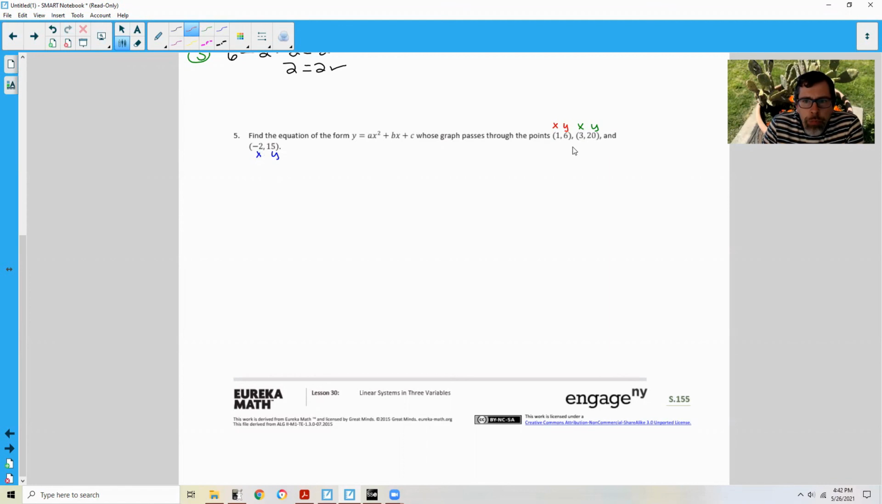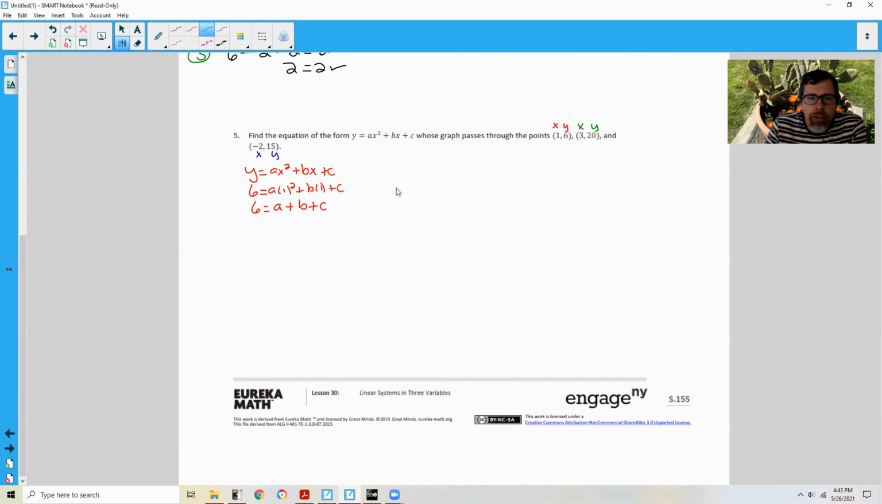So I'm going to first start off with my first point that's in red and let X equals 1 and let Y equals 6. So if I take Y equals AX squared plus BX plus C, and I substitute my givens, Y is 6 equals A times X, which is 1 squared, plus B times X, which is 1, plus C. So 6 is going to equal 1 squared, which is 1, times A is simply A. B times 1 is B, and C is just C.